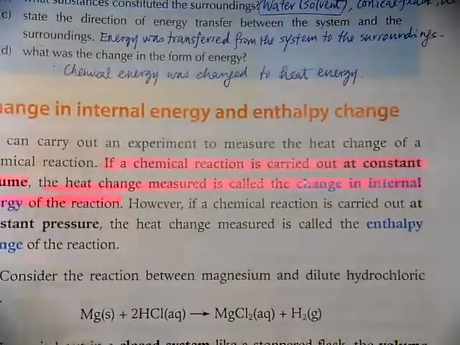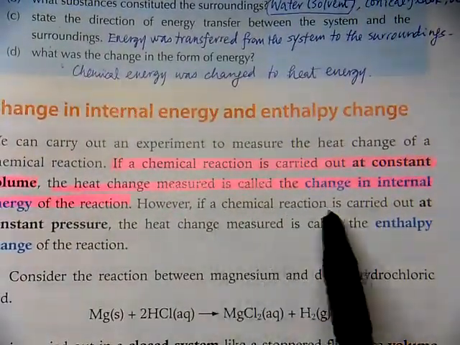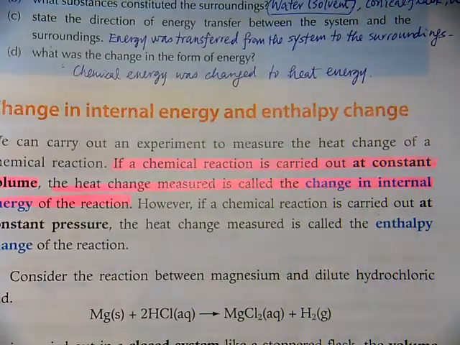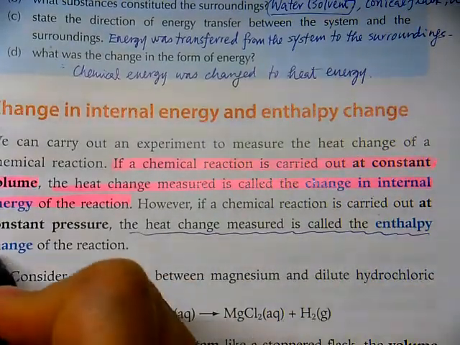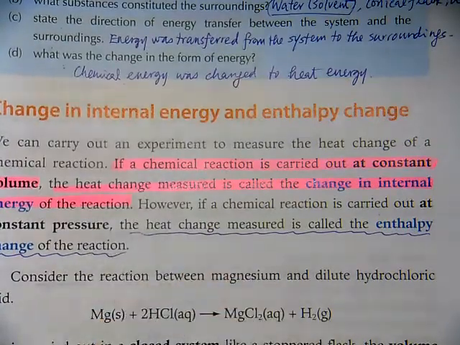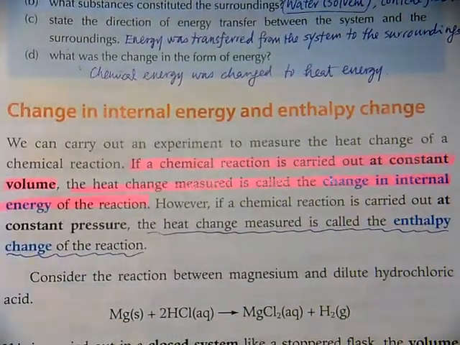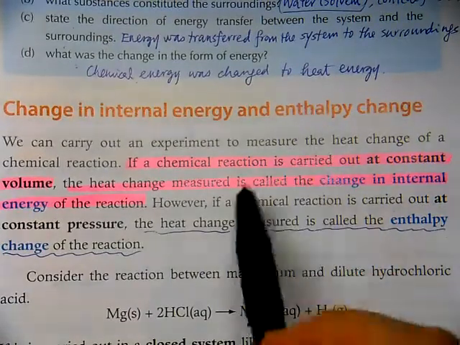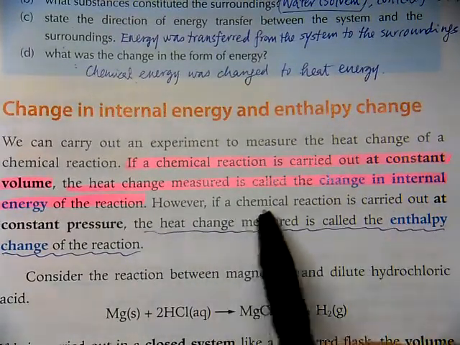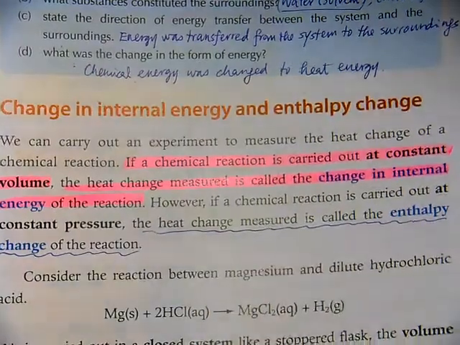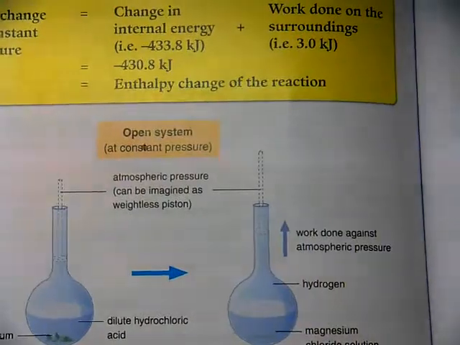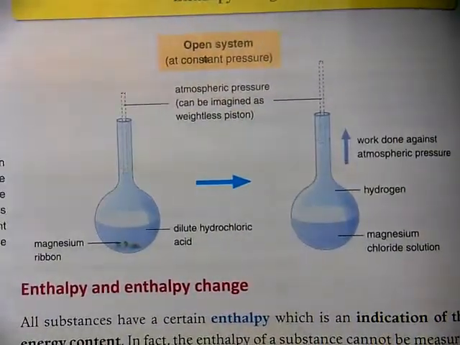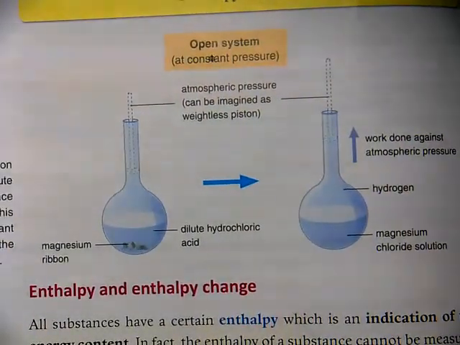Now, however, if a reaction is carried out at constant pressure, the heat change measured is called the enthalpy change of the reaction. Now let's compare what is the meaning of this sentence. A chemical reaction is carried out at constant pressure. Now let's turn to the next page. Let's look at this photo. It can help you a lot to understand.